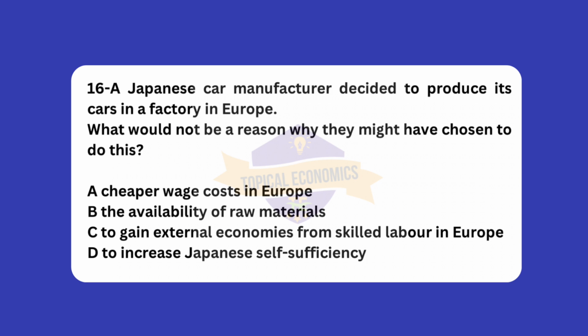Lastly, option D, to increase Japanese self-sufficiency. So a Japanese car manufacturer would not choose to produce in Europe to increase self-sufficiency, as that typically refers to domestic production to reduce reliance on imports. So the correct answer is option D, to increase Japanese self-sufficiency.